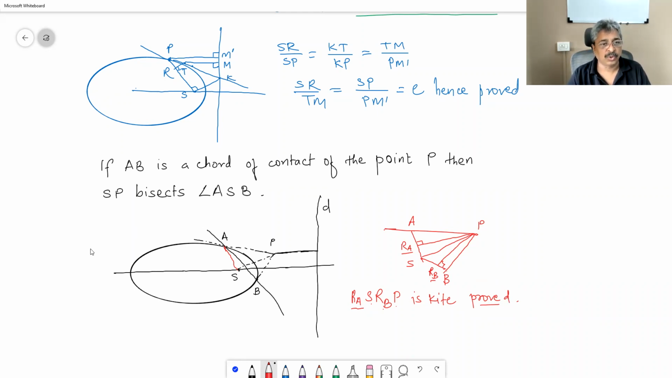For whatever point P you choose, angle ASB will be bisected by SP, where A and B are the points of contact of the tangents through P. Okay, next.